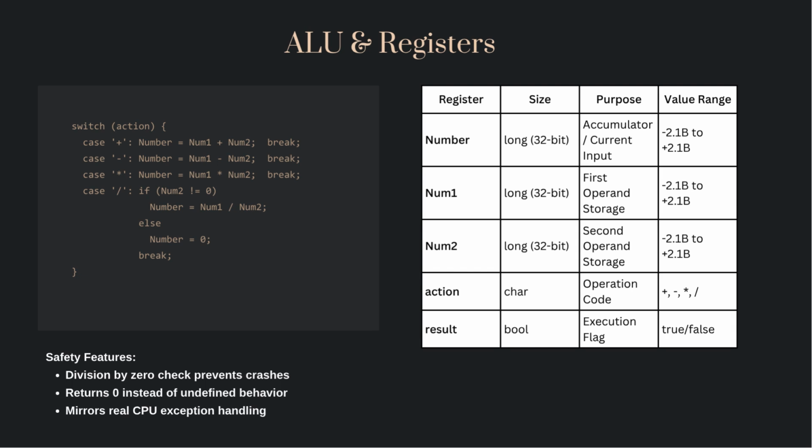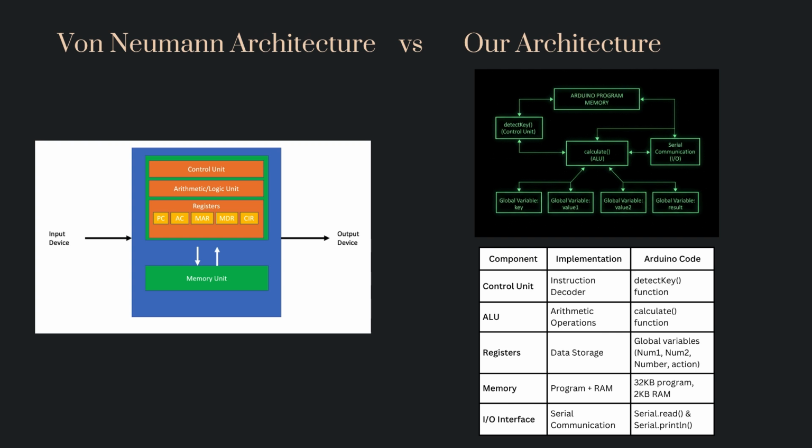Input and output interface. The Arduino communicates with the web browser via USB serial at 9600 baud rate. The Serial.begin function initializes communication between the Arduino and the web interface at 9600 baud rate. The Serial.read function receives commands from the web interface and Serial.println sends the result back to the browser.